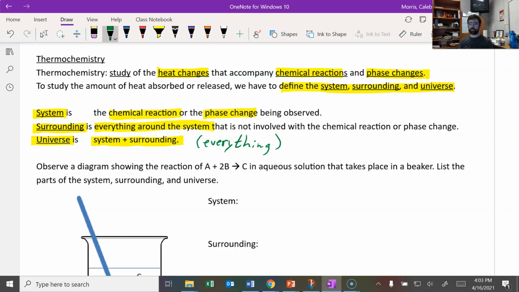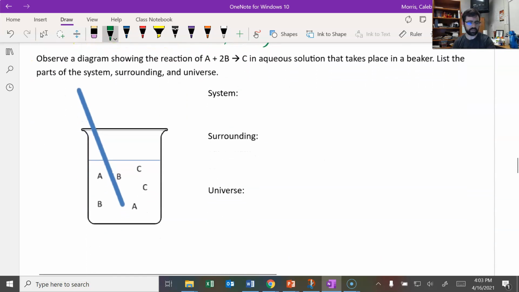When we talk about surroundings, we mean the things that are in direct contact or very near contact with our phase change or chemical reaction. We're going to look at an example down here. We've got a diagram down below. We've got a beaker with A, B, C, C, A, B. We've got some different letters in here, and those each represent atoms or molecules that are floating around in a solution made with water.